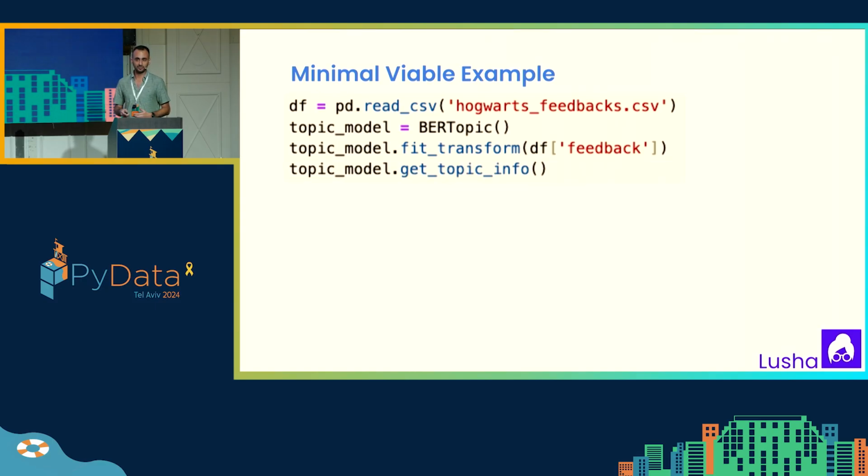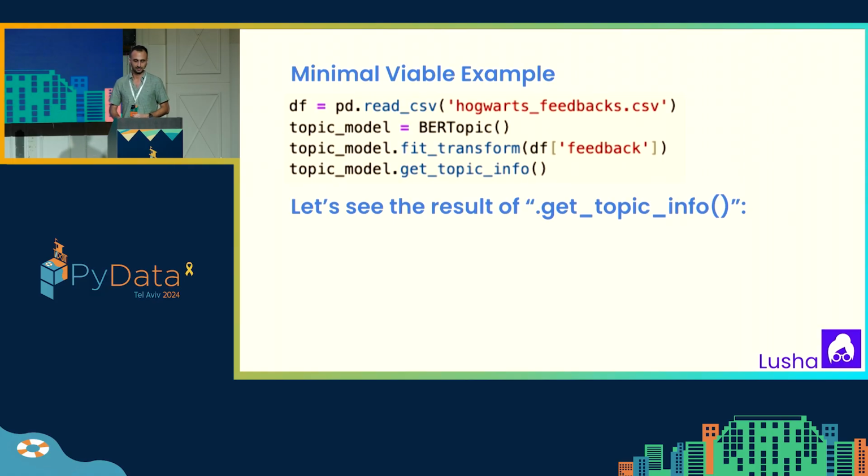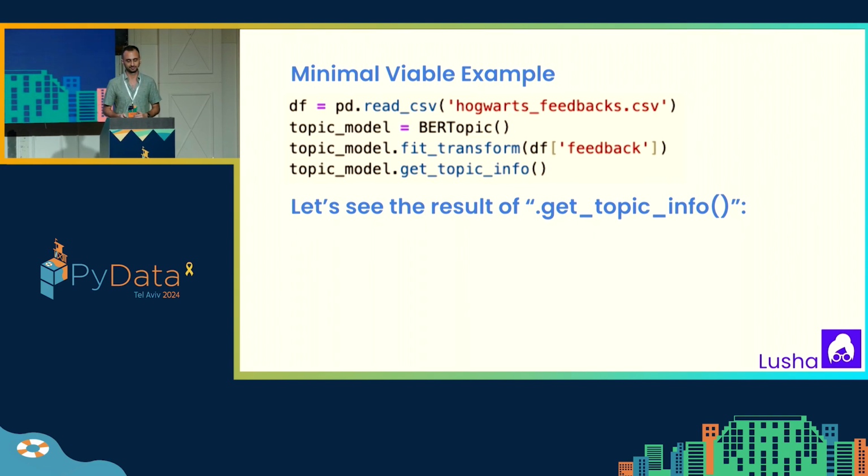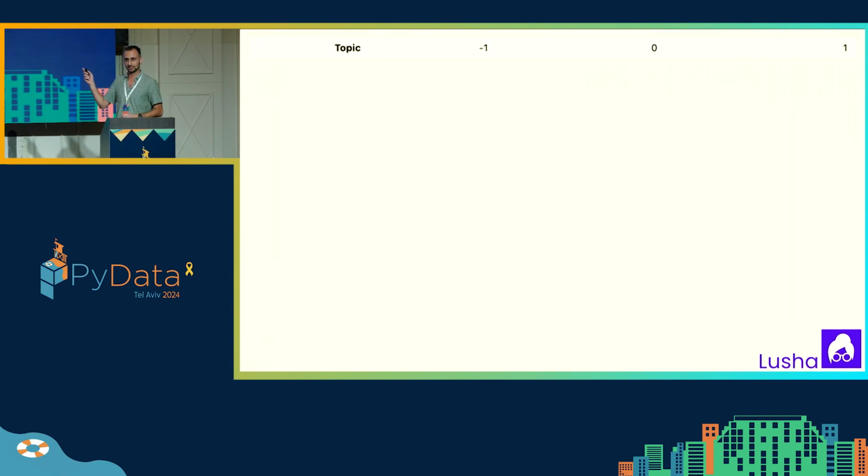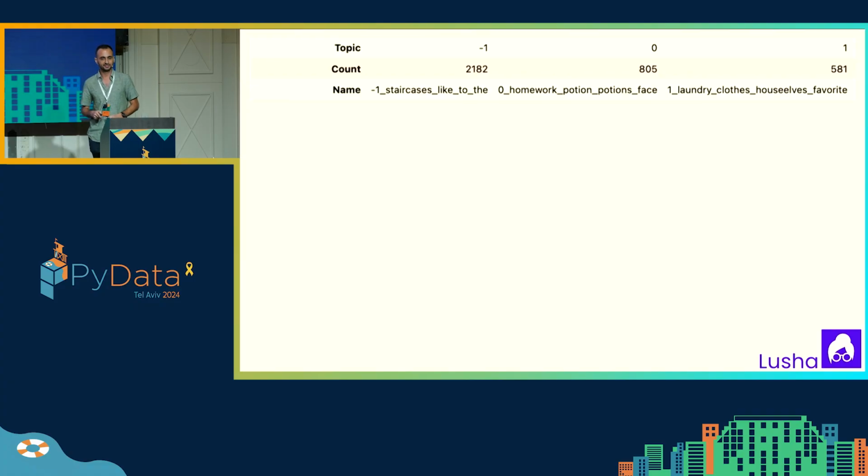Then you can ask the fitted model for information about the topics that it found. Let's see the pandas data frame, which is the result of this process. First, for each topic, it assigns an ID, starting from 0 and going upwards. -1 is for outliers. It's for texts that do not belong to any specific topic. It gives you the count of documents per topic. It gives you a name that it generated, and later I will explain how, for each topic.